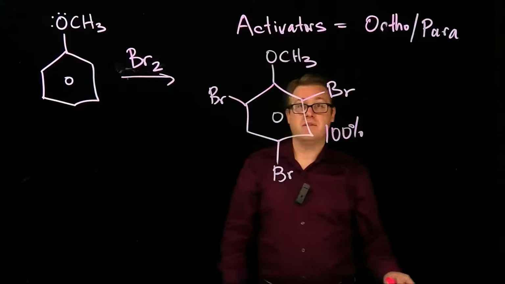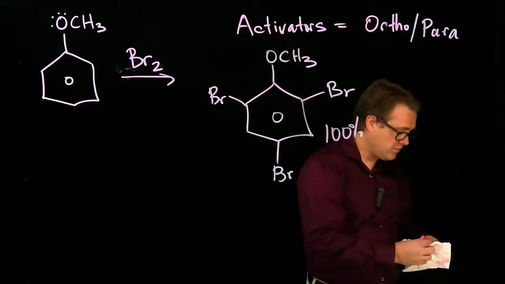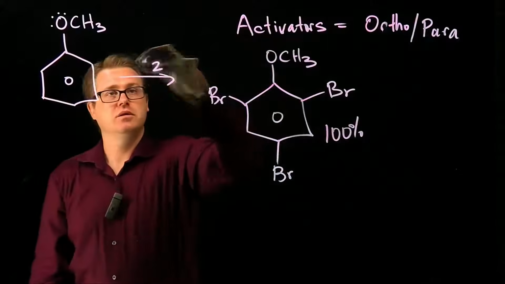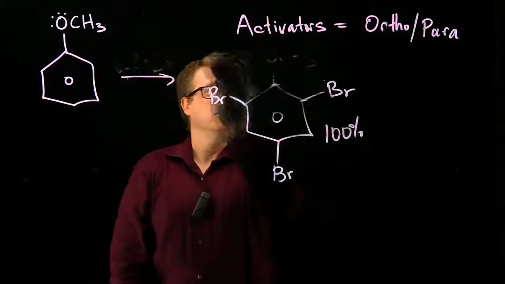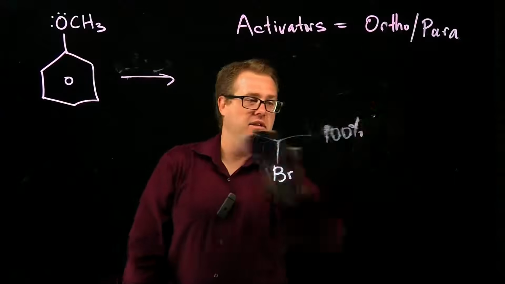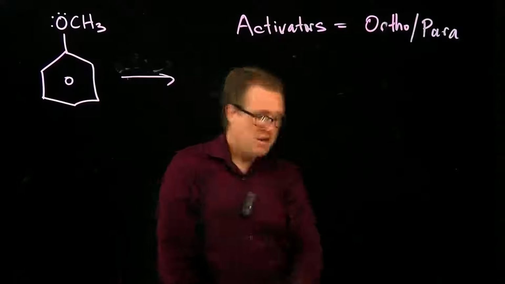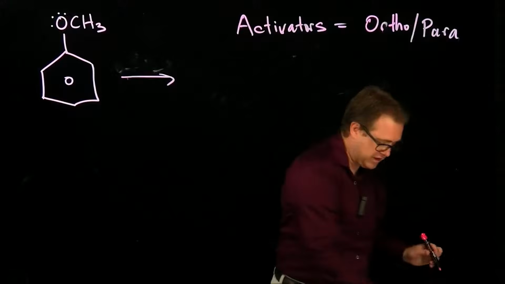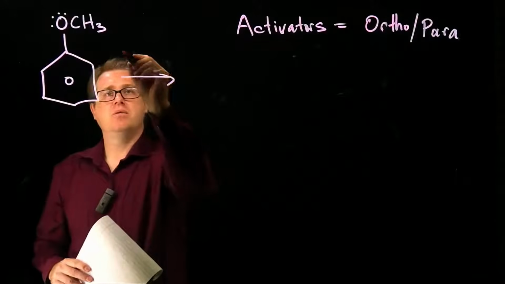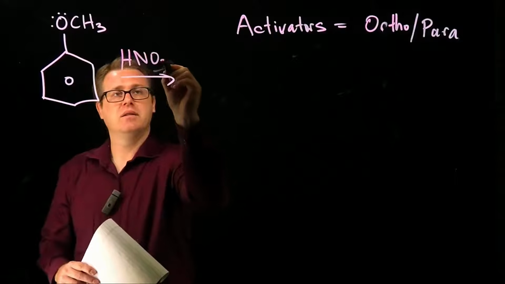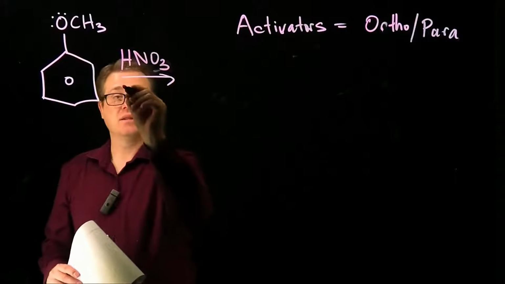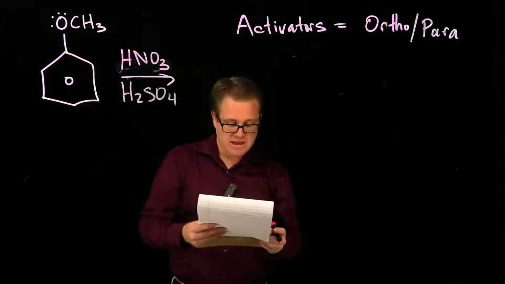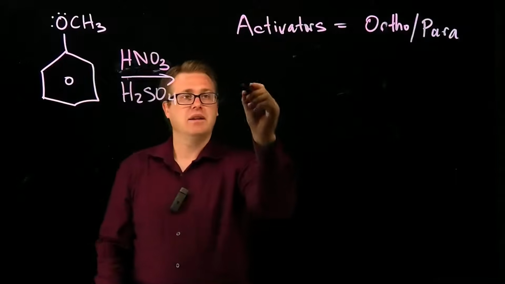Now let's take a look at a different reaction. Let's say we do a nitration. What's going to happen next with that? If we do a nitration reaction, what are the conditions for nitration? If we take anisole, we'll treat it with nitric acid, and then you need the catalyst. A little bit of sulfuric acid, right? And so that's going to give us some products here.